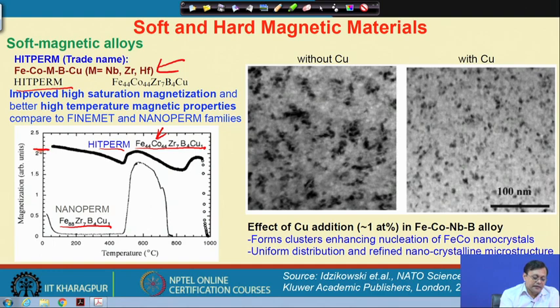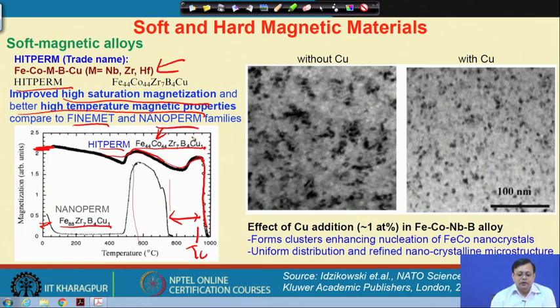You see the magnetization value is definitely higher. So, we can achieve our desired properties compared to Nano Perm, and the change of the magnetic properties up to such a high temperature does not influence too much. We can maintain such a high magnetization, and when we are close to the TC value, it is significantly higher, around 200 degree centigrade higher than the Nano Perm alloy. So, improved high saturation magnetization and better high temperature magnetic properties can be achieved compared to the Finemet or Nano Perm families.